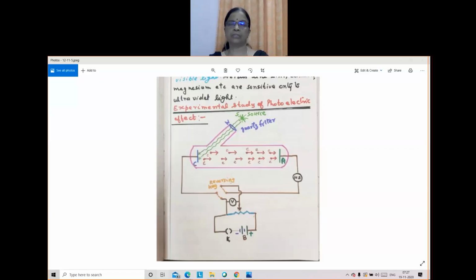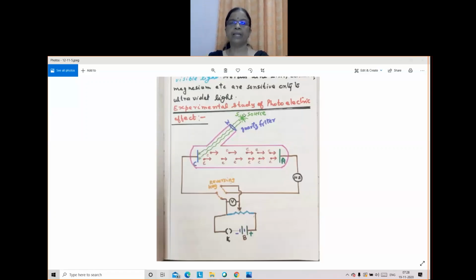Electrons are stopped. So when we apply reverse potential, or when A is made more negative compared to C, no electrons will reach there. Electrons are stopped, and that potential is known as stopping potential or retarding potential. So what is stopping potential? The reverse potential applied to the plate A, the anode plate, to stop the ejected electrons.